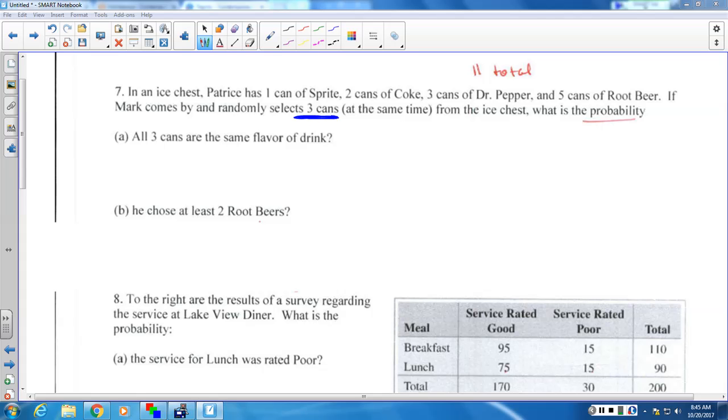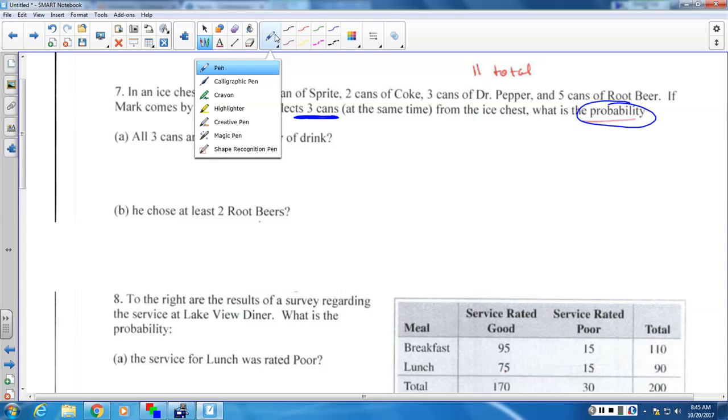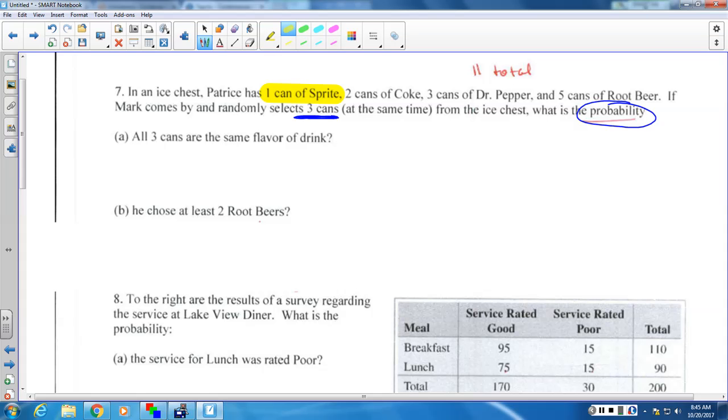And line 3. What is the probability all 3 cans are the same flavor drink? So if we look, we have 1 can of Sprite, we can't get 3 of that. We can't get 3 Cokes. We can get 3 Dr. Peppers, and we can get 3 root beers. So I can get 3 Dr. Peppers or 3 root beers. Those are my only choices.